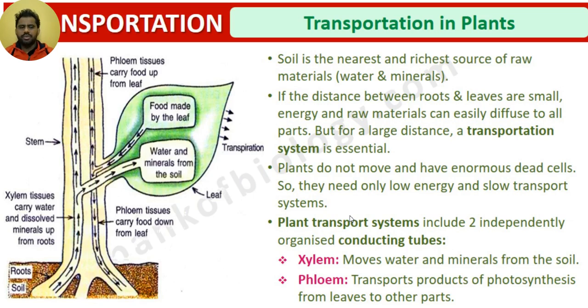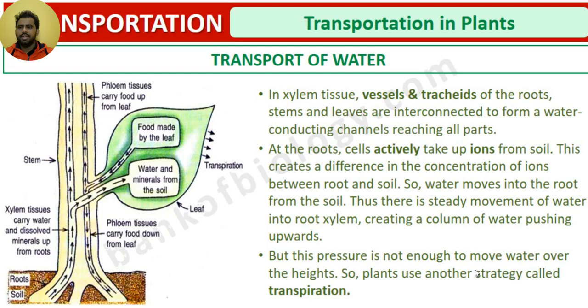Plant transport systems include two independently organized conducting tubes. One is the xylem, which is moving water and minerals from the soil, and the other is phloem, which is transporting products of photosynthesis from leaves to other parts, which is basically the food. So first let us read about the transport of water.